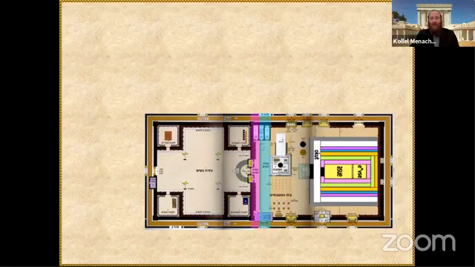Then we have Bein Ulam LaMizbeach, between the Beis Hamikdash structure and the Mizbeach, which was considered more holy. And then, of course, we have the structure itself of the Kodesh and the Kodesh HaKadoshim, the holy and the holy of holies. So this pretty much parallels the first diagram that we saw, which we'll bring up on the screen again. When we look at the cross section of the Har HaBayis, we see these different areas.